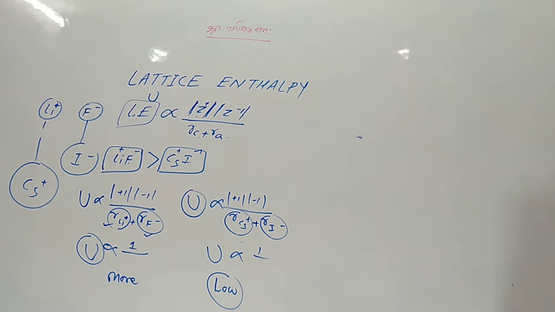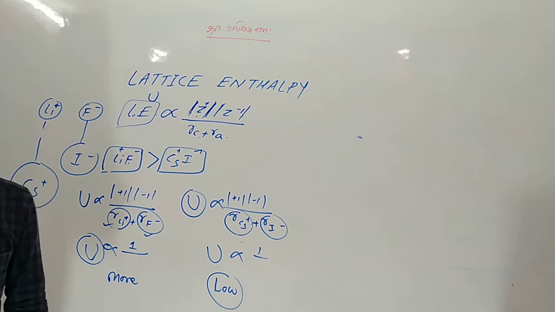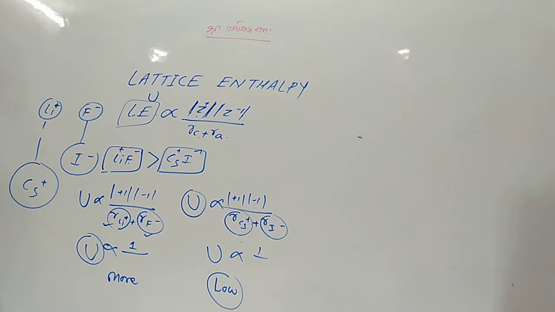So the boiling point and melting point should be higher for lithium fluoride than cesium iodide. Stability is also higher for lithium fluoride. Solubility is less for lithium fluoride than cesium iodide. Whenever lattice enthalpy is high, solubility is less. See how many questions come out of this. Which one possesses more boiling point? Which one possesses more melting point? Solubility, stability. This one is more stable also.